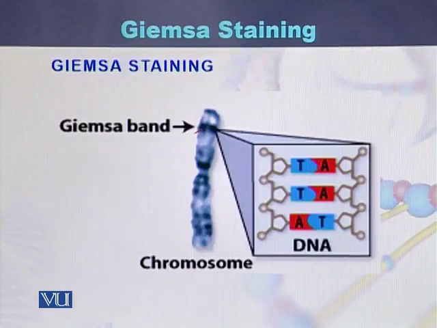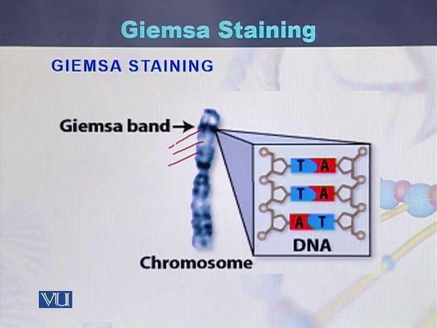In this diagram we can see how a chromosome appears when we stain the chromosome with GEMSA stain. These are the dark bands. We can see here that this is a dark band, and this band is called a GEMSA band, and this is the light band. Again here is a dark band, then a light band, then a dark band. So the chromosome shows dark bands and light bands in the form of strips.